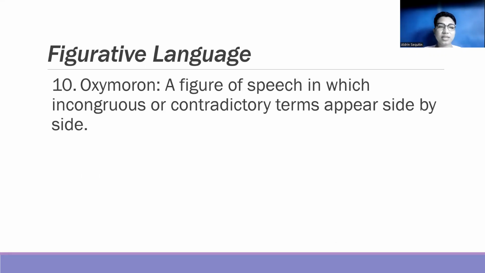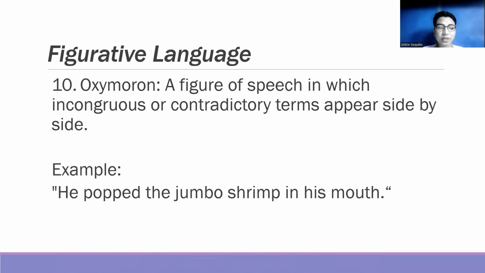Third is oxymoron. Oxymoron is a figure of speech in which incongruous or contradictory terms appear side by side. So meaning we are placing two contradictory words side by side. For example, he popped the jumbo shrimp in his mouth. Jumbo shrimp is an oxymoron because jumbo means big and the characteristic of shrimp is small. So they have a contradicting meaning or idea.